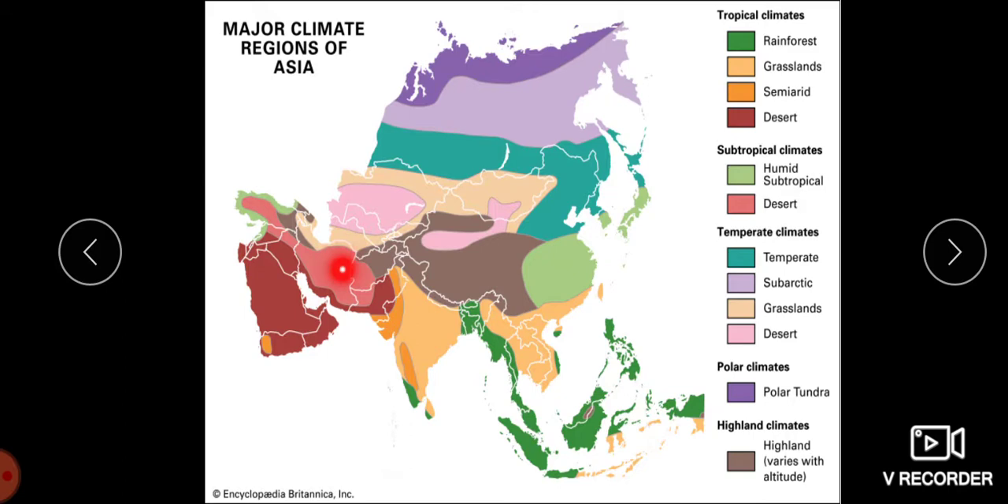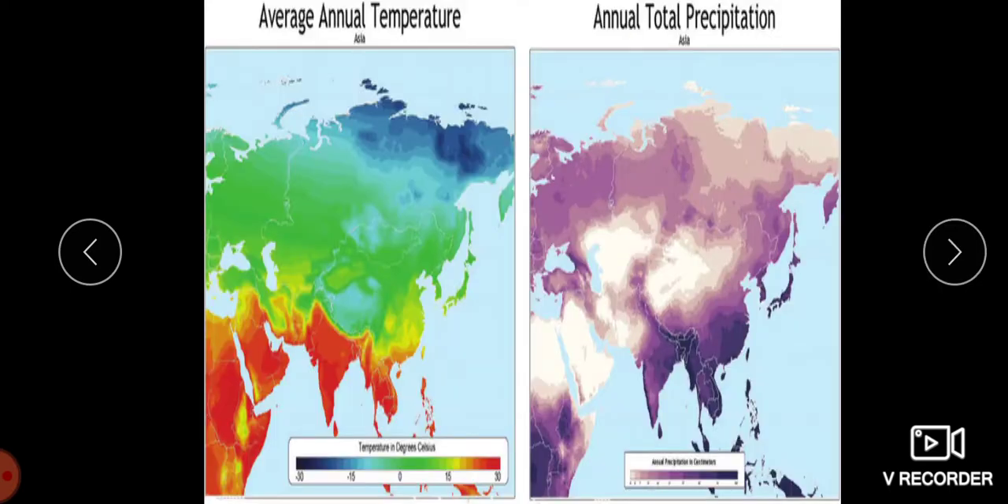And when we move to the temperate climate, here we find the temperate climate, and we are also having the sub-Arctic climate, and these are the grasslands and these are the deserts. The polar regions are here, and these are the highlands, which vary with the altitude. The climate varies along with the altitude.